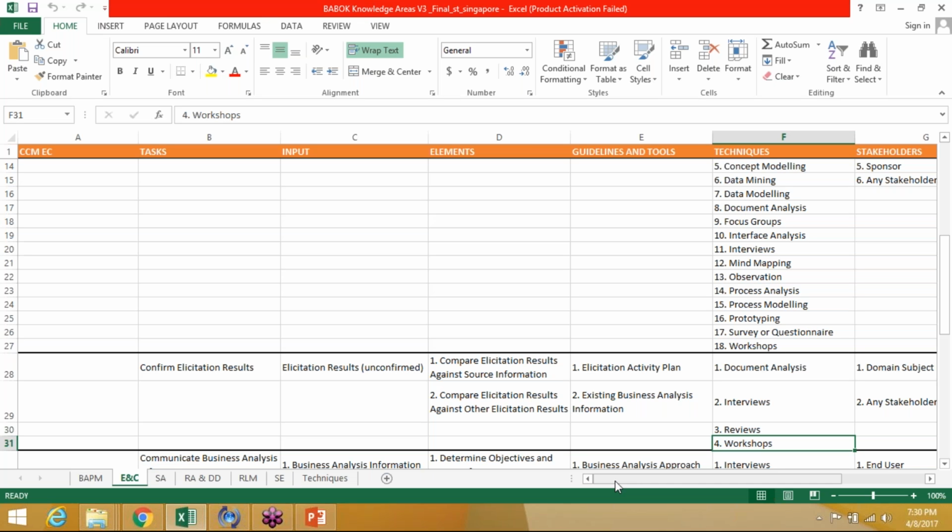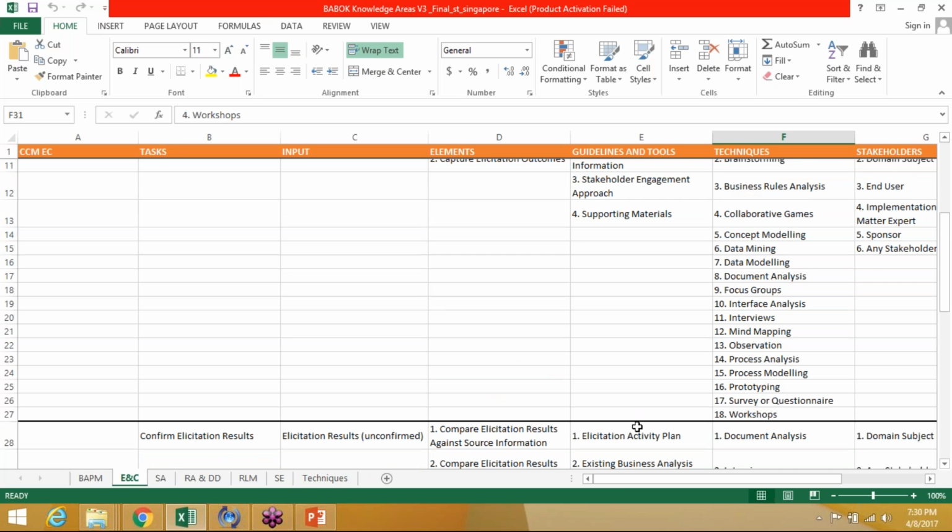Looking at that elicitation activity plan, what you do is you actually conduct elicitation. And when you conduct elicitation, this is where you actually engage yourself with the stakeholders. You talk to them, and you apply those techniques. And there are 18 techniques that you can possibly use. These are very, very important techniques.